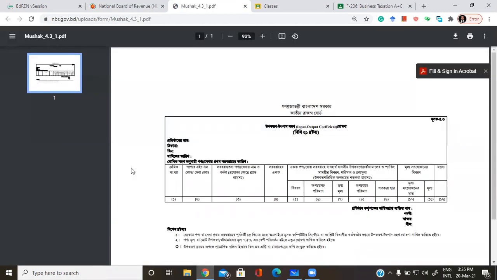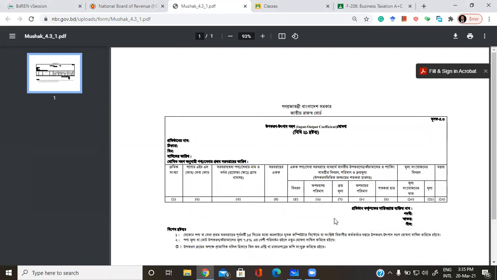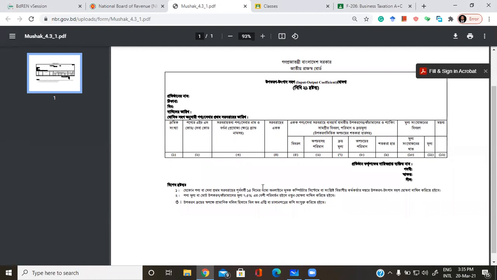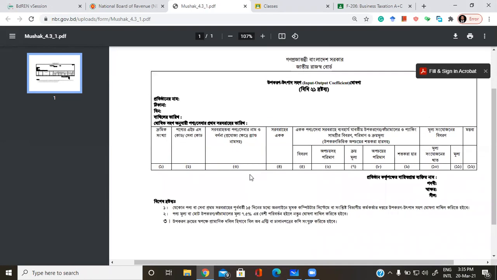I'm just opening this one. So this one is Mushok 4.3 or VAT 4.3. Okay. So can you see what has been written here, or should I zoom? So what the manufacturer has to disclose before going to the manufacturing process, the manufacturer should disclose the production materials in this form, where it is mentioned that it is input output coefficient. So how much input is provided and how much output you are expected to generate.